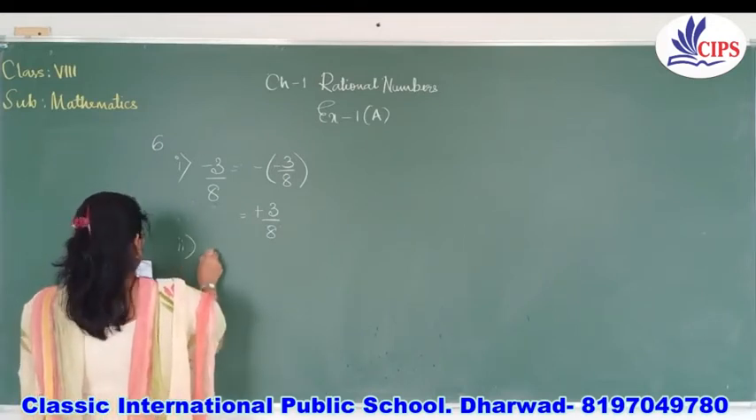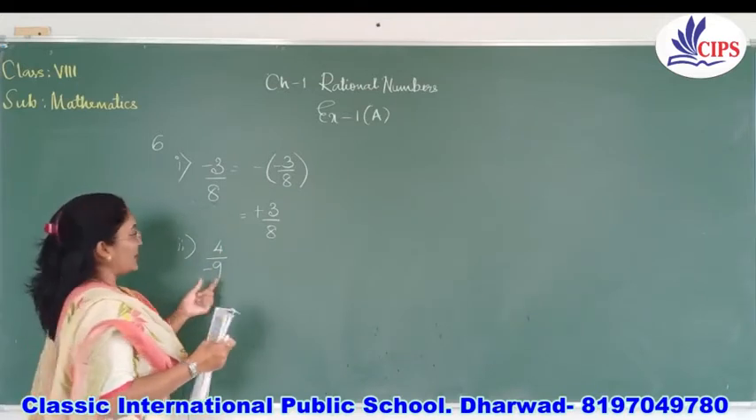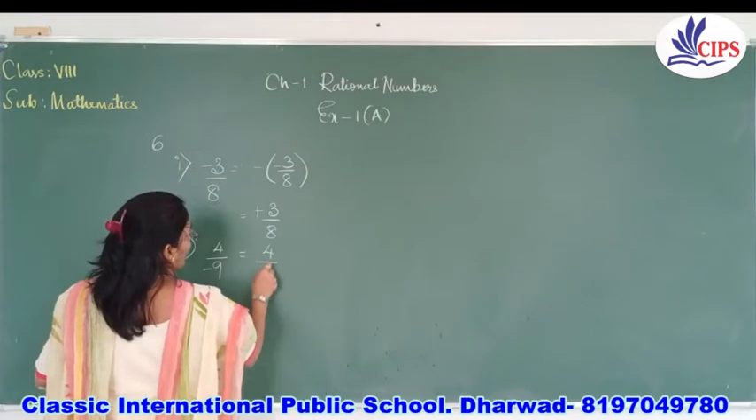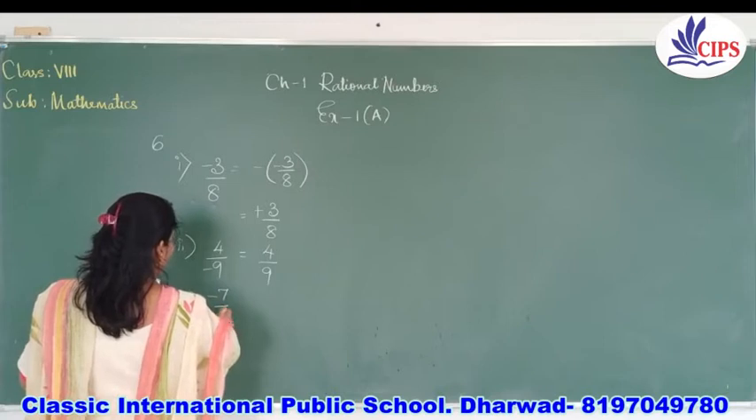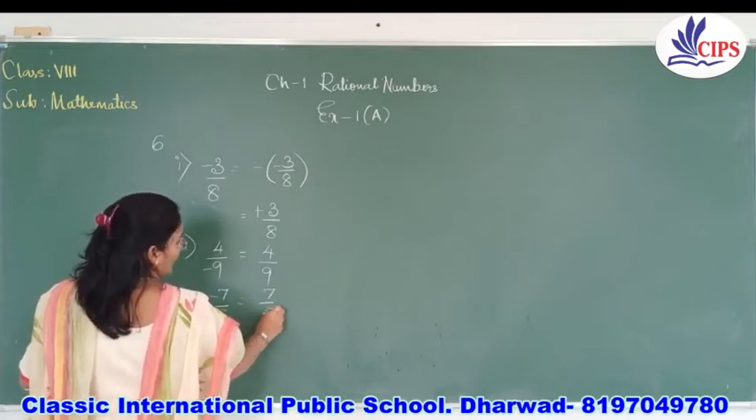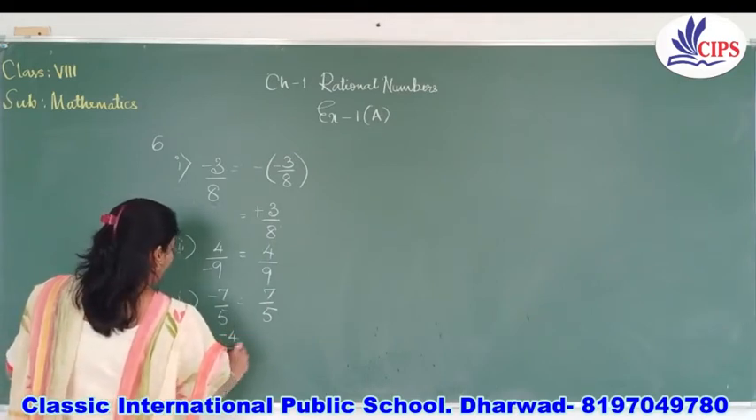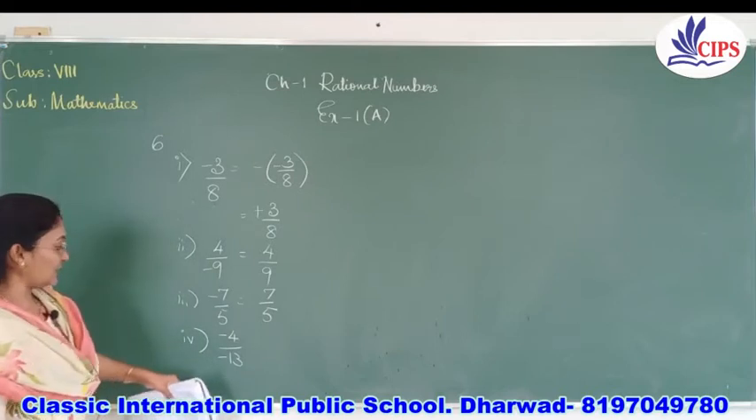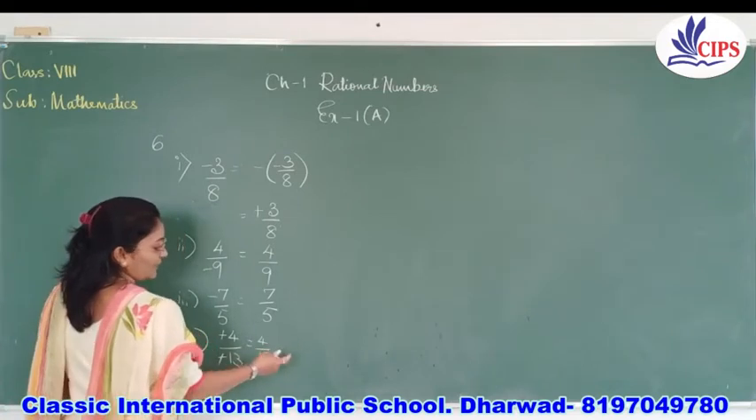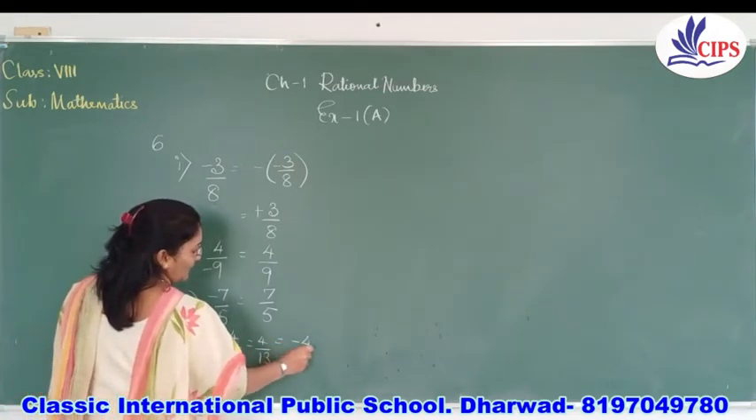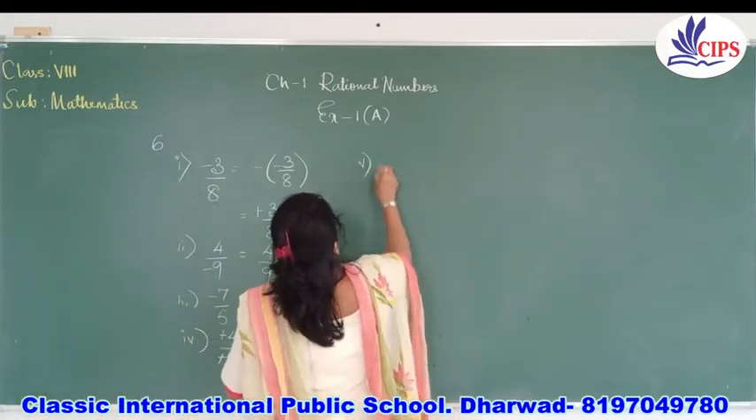Next, second one, you have got 4 by minus 9. So again, minus 9, it's negative. So your answer becomes 4 by 9. Next, third one, it's minus 7 by 5. Answer is 7 by 5. Fourth one, minus 4 by minus 13. Here both have got the negative signs. So minus minus gets cancelled. So your number is 4 by 13. What will be the additive inverse of that? Minus 4 by 13.